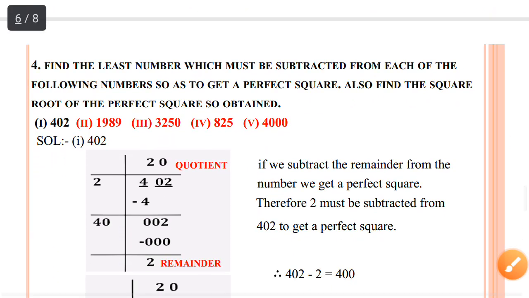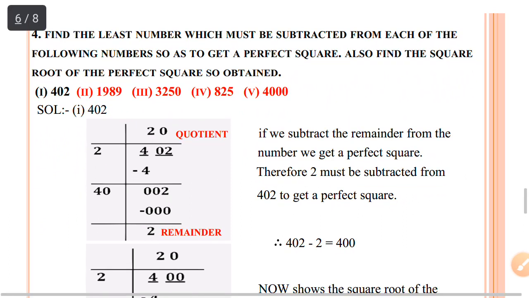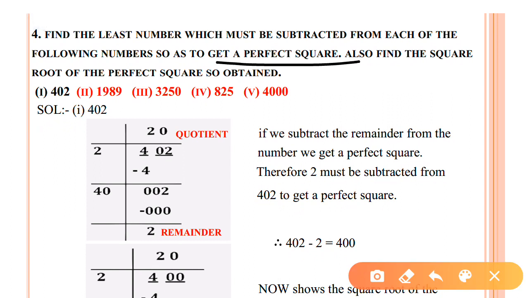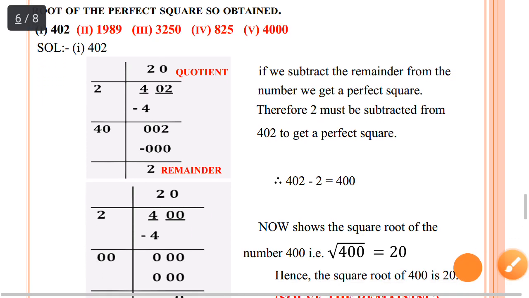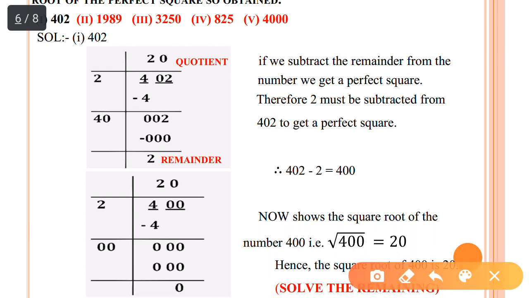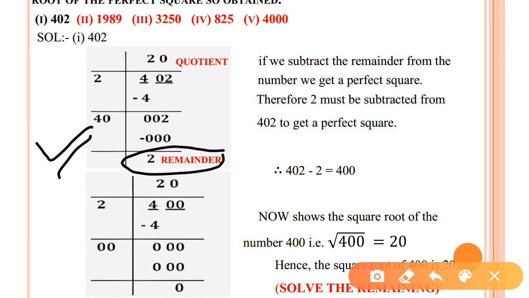The next question, question number 4: find the least number which must be subtracted from each of the following numbers so as to get a perfect square number. First you are given a number, 402, and you find the square root of this number using the long division method. Here 2 is the remainder and the quotient is 20.